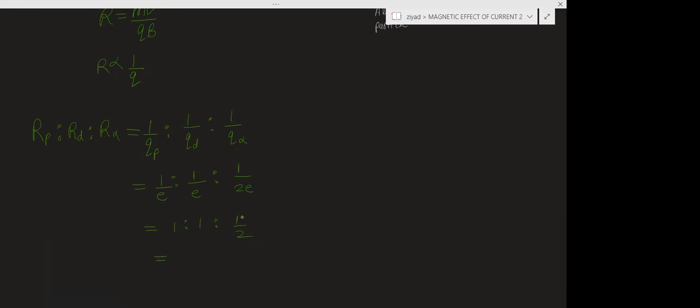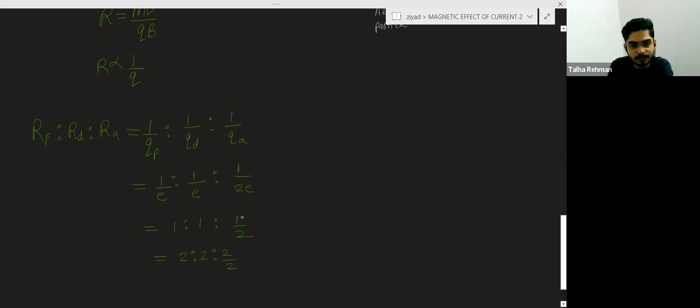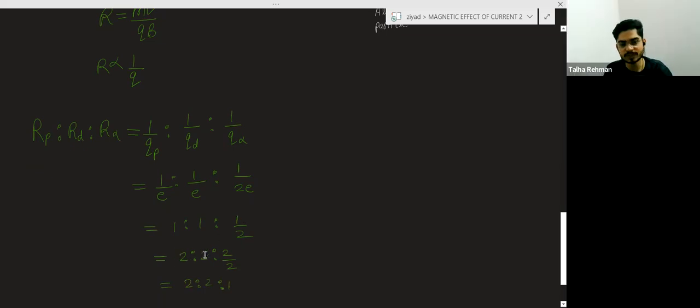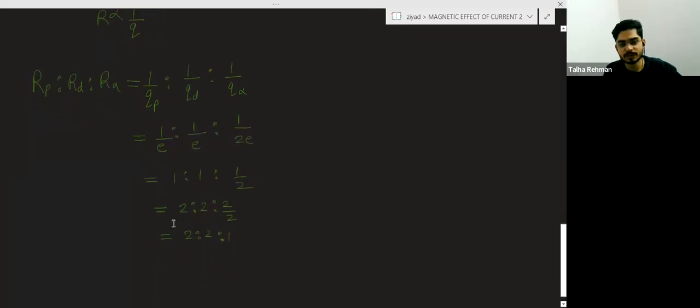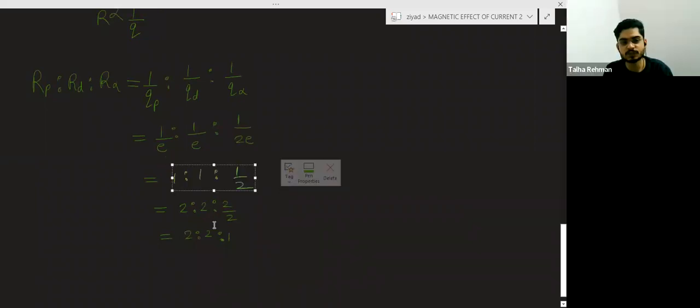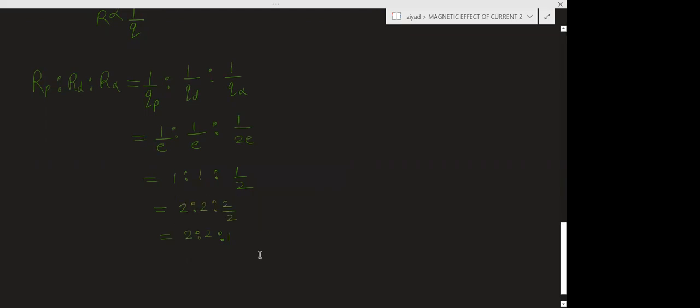So this will become 2, and this will become 2 by 2. So finally, you will have 2 ratio 1. This is 1, and this is 2. This 2 and 2 will be cancelled out. So I have converted this ratio to this by multiplying by 2 like this.